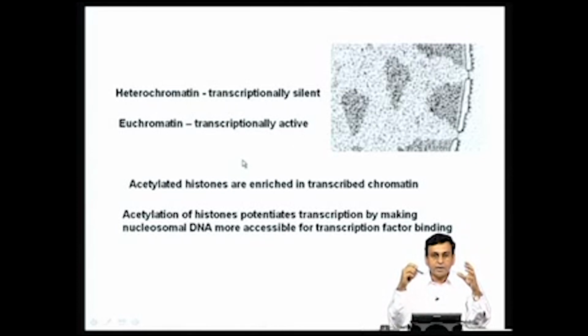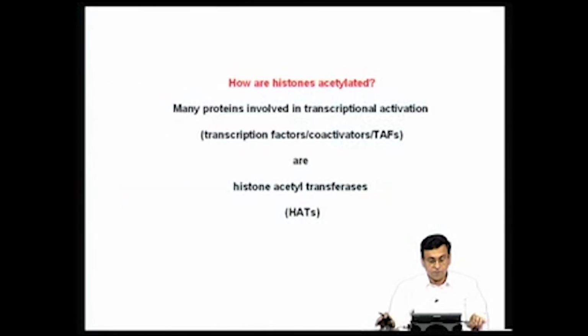And when they looked at the acetylation of histones in euchromatin regions and heterochromatin regions, they found that acetylated histones are enriched in the transcribed chromatin or in the euchromatin regions of nuclei, whereas deacetylated histones are enriched in the heterochromatin regions or the densely packed regions of chromatin, clearly indicating that there is a correlation between transcriptional activity and acetylation of histones. So acetylation of histones somehow potentiates transcription by making nucleosomal DNA more accessible for transcription factor binding. These were some of the important outcomes of the study of acetylation of histones.